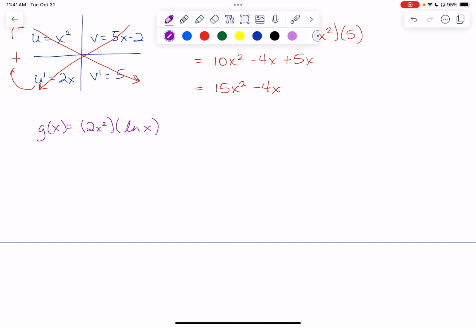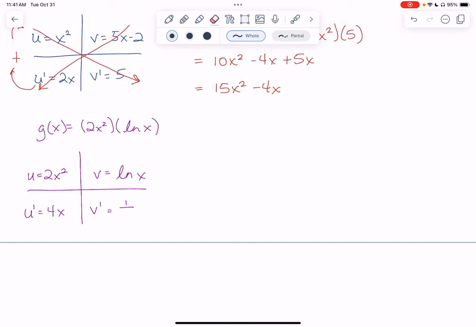So I'm going to make my little cross table. I'm going to say u is equal to 2x squared. I'm going to say v is equal to the natural log of x. I'm going to say that u prime, my derivative of u, is equal to 4x. Not too bad, right? And that my derivative of v is equal to 1 over x. My hand got away from me there. 1 over x. All right, now we're going to use that crisscross again.